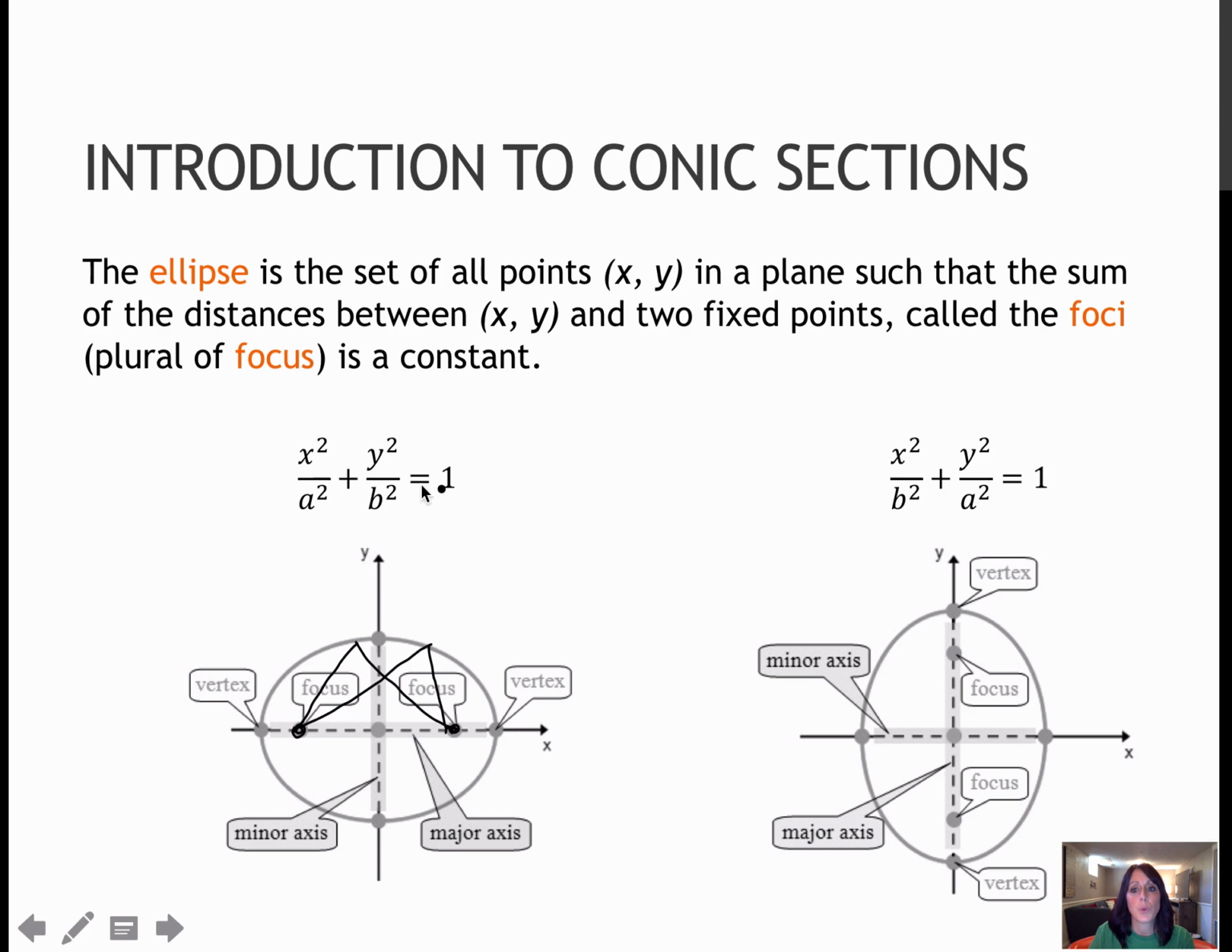As you can see, if the a value is below the x, then we have an ellipse that is sort of stretched horizontally. And if the a value, which is always larger than the b value, a is always greater than b, is below the y, notice it's oblong in this direction rather than this direction.